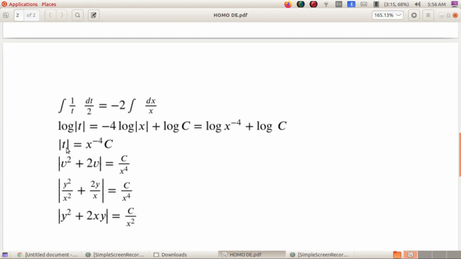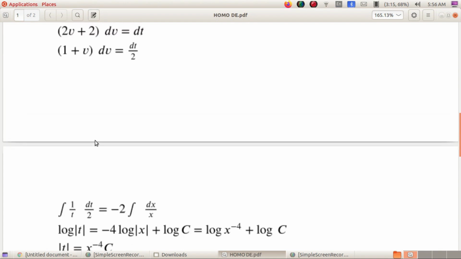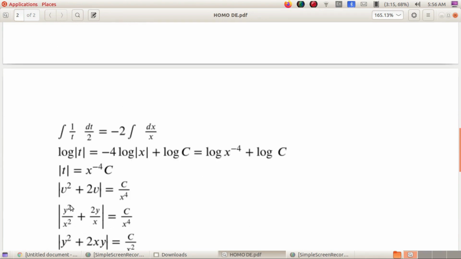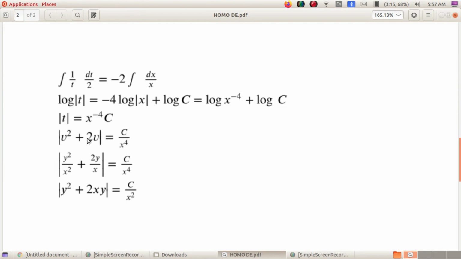Now we know that t is equal to v square plus 2v. So substituting t equal to v square plus 2v, we get v square plus 2v equal to c divided by x raised to 4. x raised to minus 4 is 1 by x raised to 4. Now v is y by x, v square is y square by x square. Now multiplying throughout by x square, we get y square plus 2xy equal to c by x square.